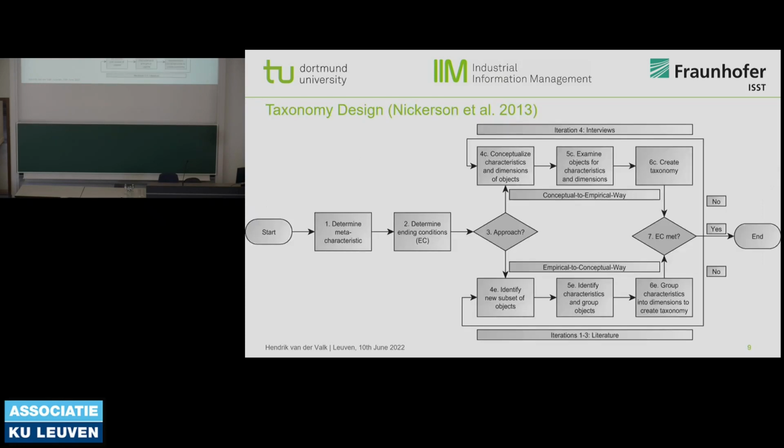With these papers, we did a taxonomy design after Nickerson, so we had our 7-step approach. For the literature corpus, we did the lower one, the empirical to conceptual way, so we identified a subset, we analyzed it, we identified characteristics, we grouped them, and finally we had our dimensions and characteristics. And for the interviews, we did it the upper way, the conceptual to empirical way, but both yielded a taxonomy.